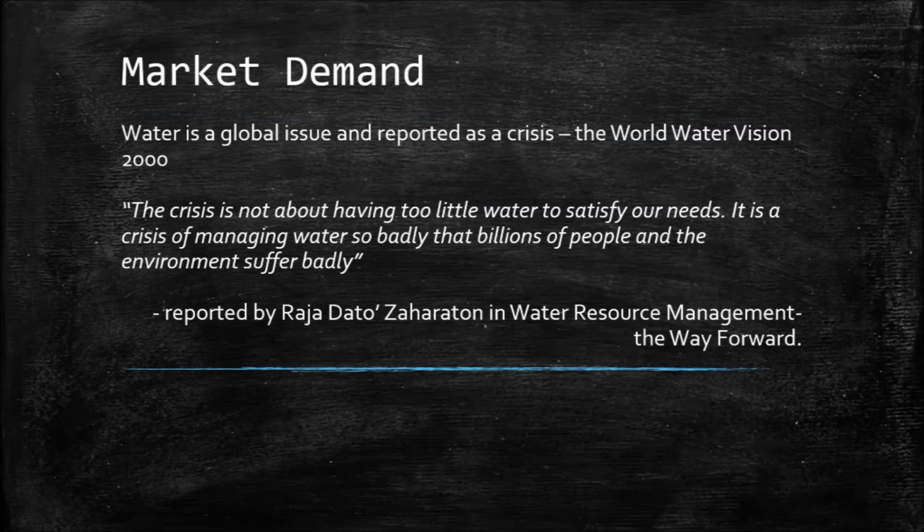Market demand. Water is a global issue and reported as a crisis in the World Water Vision 2000. Raja Datuk Zaharatul reported that the crisis is not about having too little water to satisfy our needs. It is a crisis of managing water so badly that billions of people and the environment suffer badly.